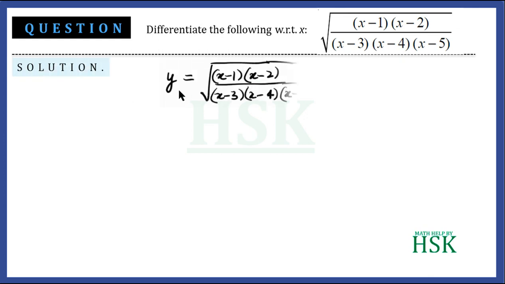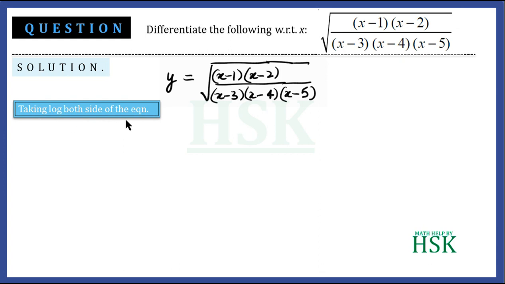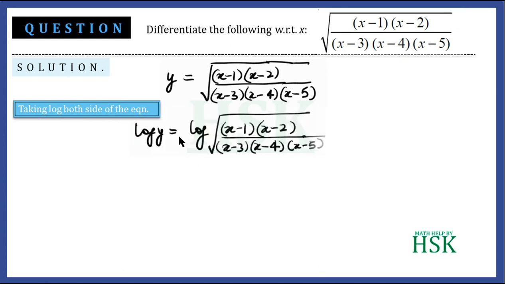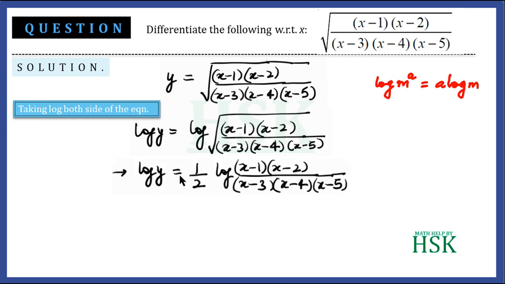Now to solve this question, first of all we take the value as equal to y, and we are going to further take log of both sides of the equation. So I'm going to get log y is equal to log of the square root of (x - 1)(x - 2) upon (x - 3)(x - 4)(x - 5). And we know that log of m to the power of a is equal to a log m. So the value inside the square root can be considered as this whole value to the power of 1 by 2. So I can write log y is equal to 1 by 2 times log of the value inside the square root.